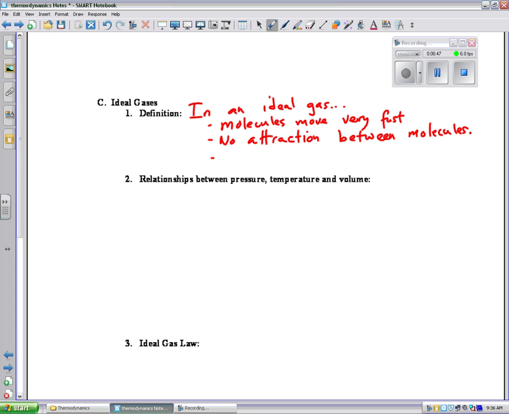And we're going to say that the collisions are perfectly elastic. There is no loss in kinetic energy. They behave like billiard balls.